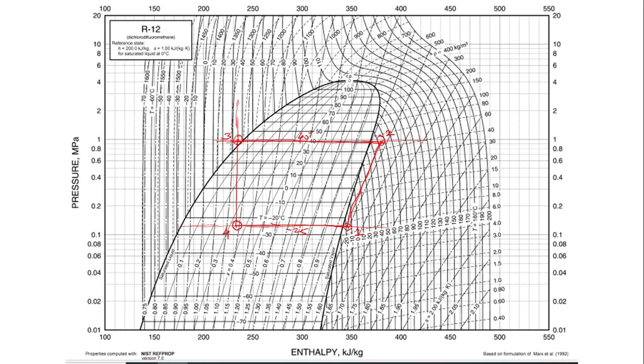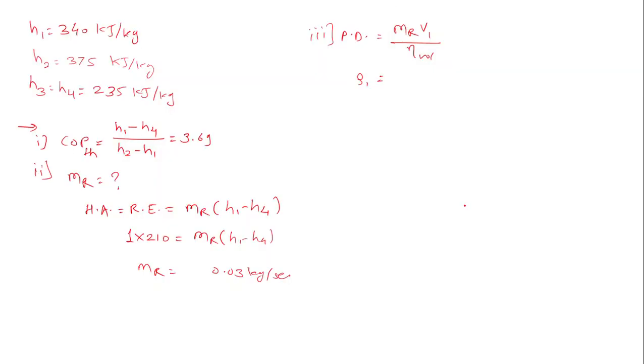With respect to point number 1, I mark a line parallel to the density line. It is around 7.5, so I have rho 1 as 7.5 kg per meter cube. Just take the reciprocal of this and I get the V1 value, which is 1 by rho 1, that is 1 by 7.5. The volumetric efficiency is given as 0.83. MR you have calculated over here, and from that you can get the piston displacement.